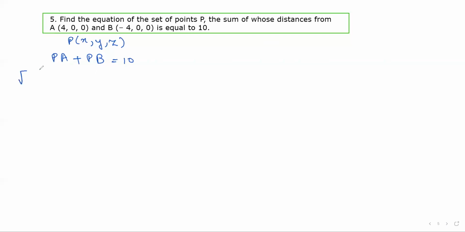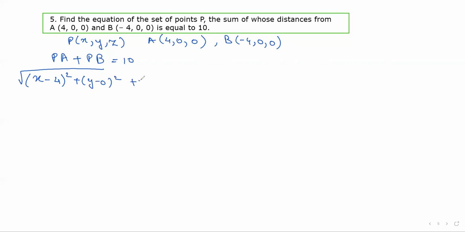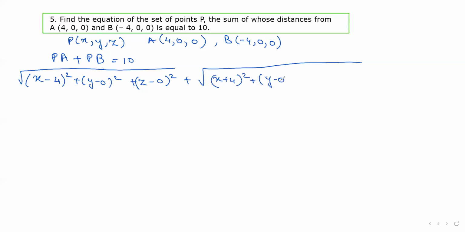Now PA will be root of... A point is 4, 0, 0. B point is minus 4, 0, 0. PA will be root of x minus 4 whole square plus y minus 0 whole square plus z minus 0 whole square, plus PB, root of x minus of minus 4, means x plus 4 whole square plus y minus 0 whole square plus z minus 0 whole square.